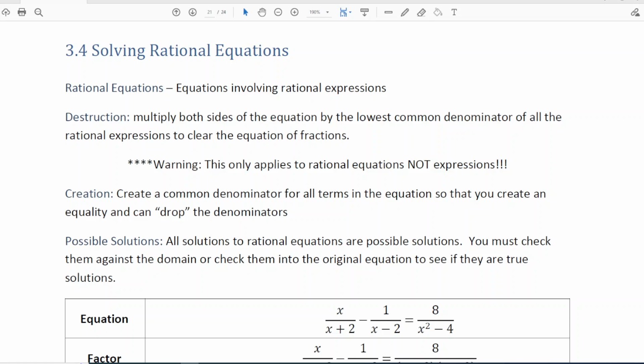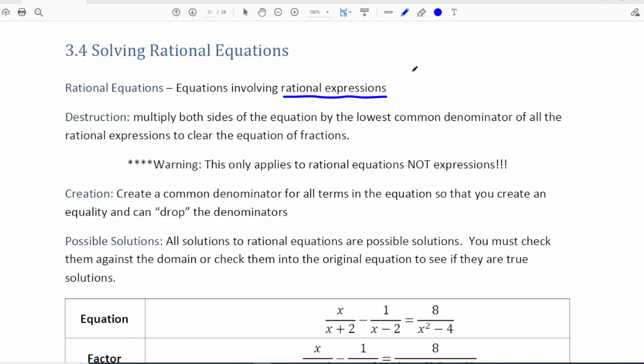The last part of chapter 3 is going to switch from quadratics into rational. So we're going to be solving rational equations. And then chapter 4 will take this further and do rational inequalities. But a rational equation is anything that is an equation involving rational expressions, which is a bad definition if you don't know what the word rational means.